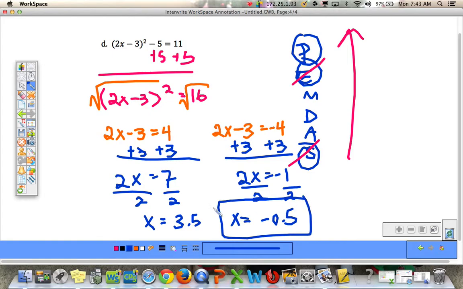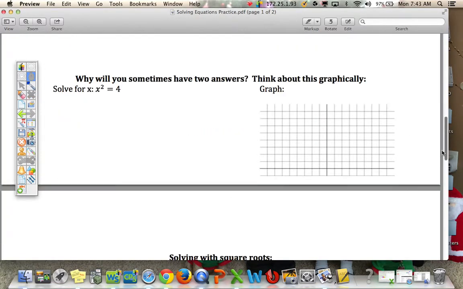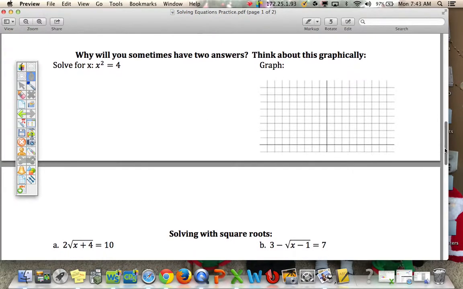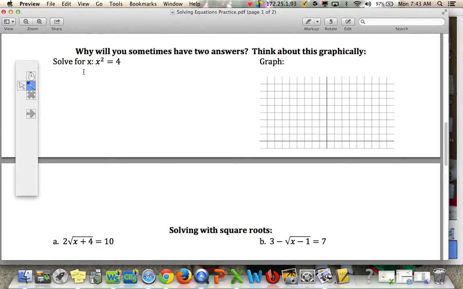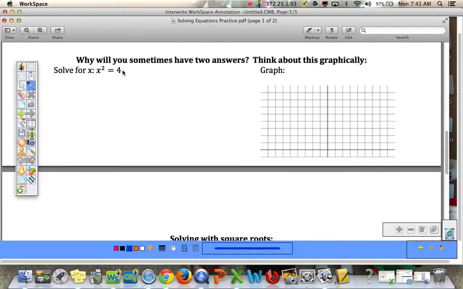And you could plug in your answer to check, and for each of these we should be able to get 11 by plugging in to solve. Alright, so now let's move on to, why will you sometimes have two answers? Think about this graphically. Solve for x squared equals 4.